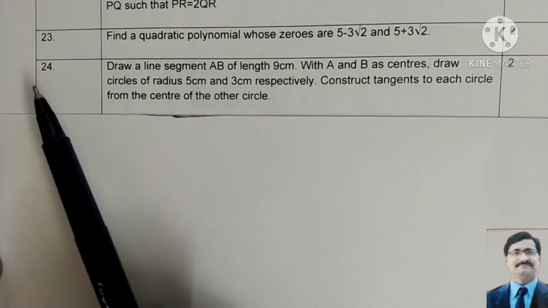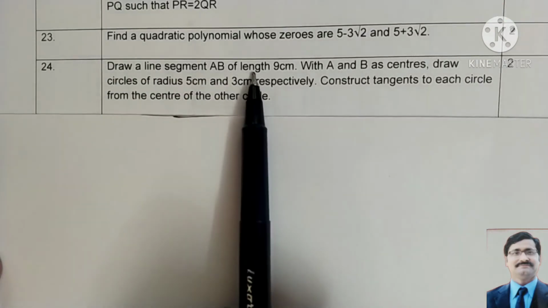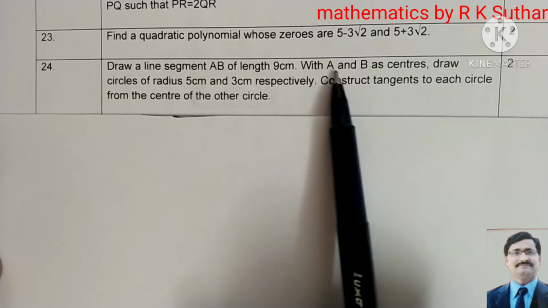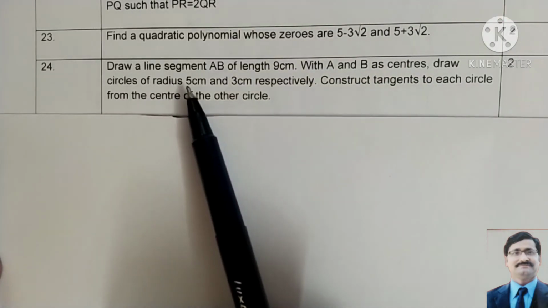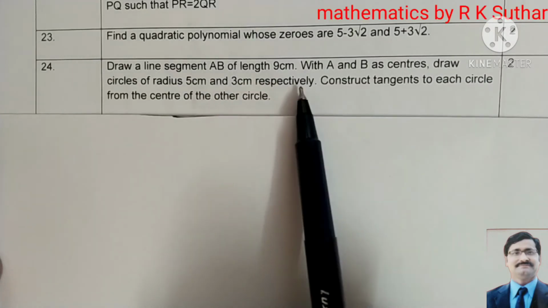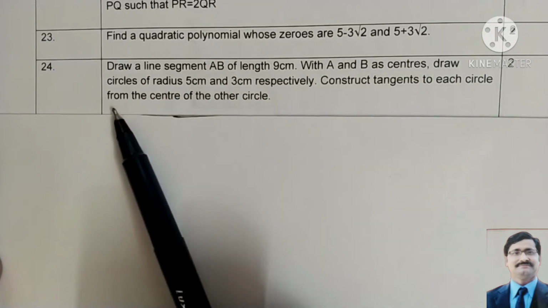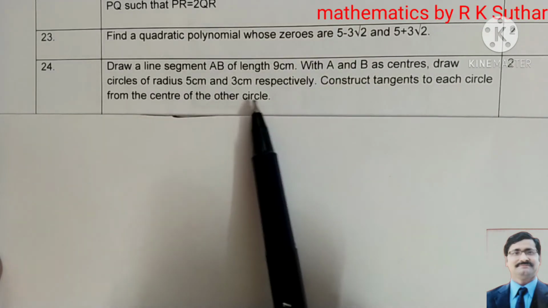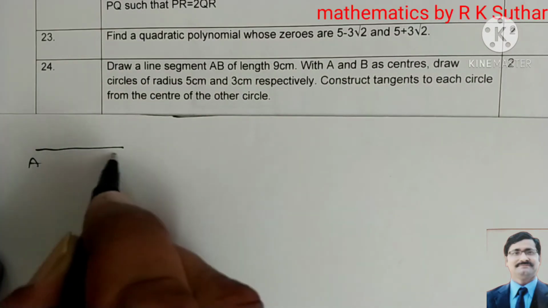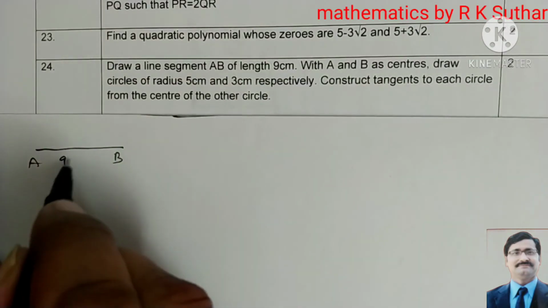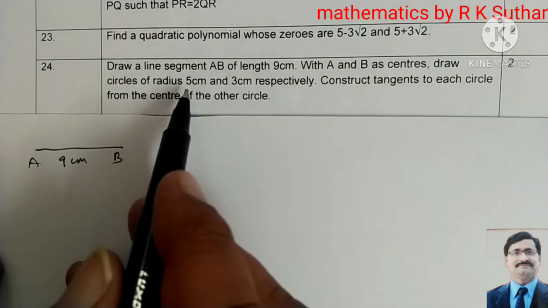Next question is question number 24. Draw a line segment AB of length 9 cm. With A and B as centers, draw circles of radius 5 cm and 3 cm respectively. Construct tangents to each circle from the center of the other circle. So look here, this rough diagram I draw. Here this AB is a line segment, and here this size is 9 cm. On A we draw a circle of 5 cm.